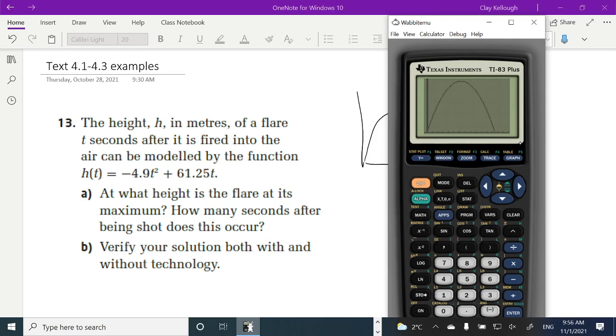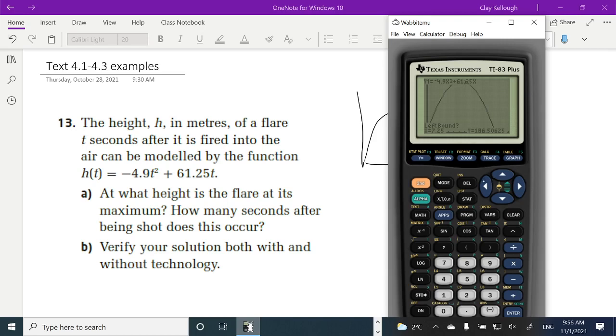Now, what is it that I want again? I want the vertex. So I go second function, calc, and I'm looking for my maximum, right? Because it's an upside down parabola, so the vertex is the maximum. So I click 4, and then again, it's going to want a left and right boundary because I might be graphing something that has more than one maximum or minimum, right? There could be local maximums and minimums.